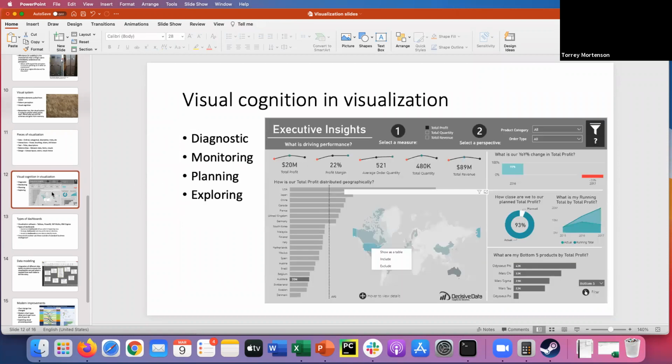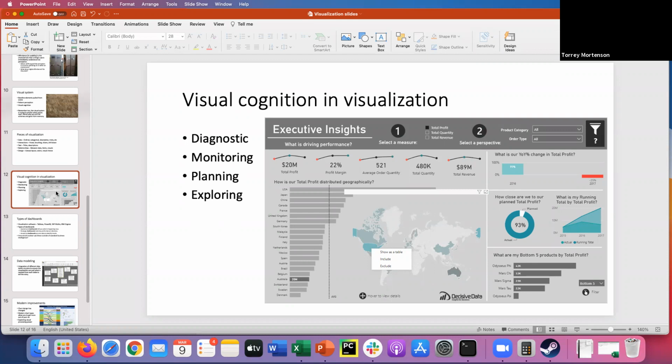A little bit jump back to cognition. Some of the cognitive components, you can go back to a GOMS thing if it helps. Some of the cognitive steps or tasks that you will be doing in a visualization are diagnostics, monitoring, planning, and exploring. Those are the main ones.